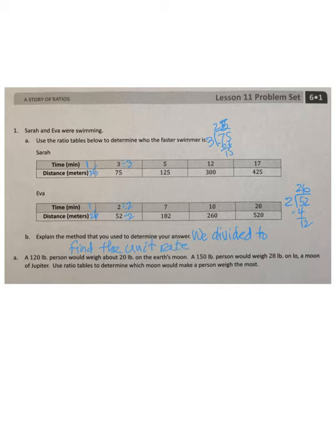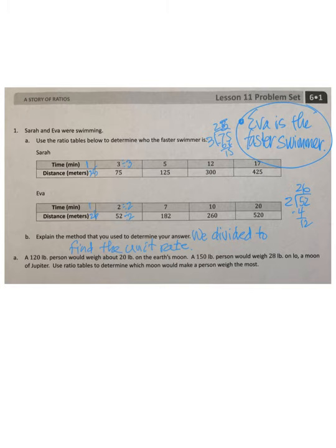But I didn't answer the question, did I? Who is the fastest swimmer? Okay, so in 1 minute, she can swim 25 meters. Eva can swim 26 meters. So Eva is the faster swimmer. Or I could say she's the fastest. Okay, so that answers the question. I always want to make sure I answer the question.